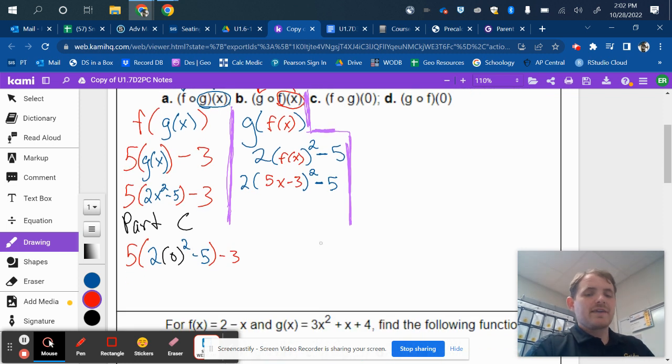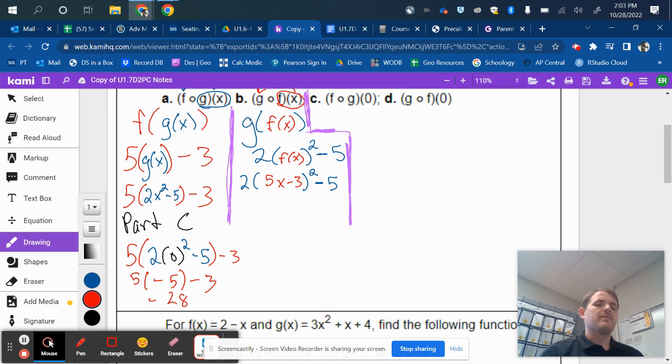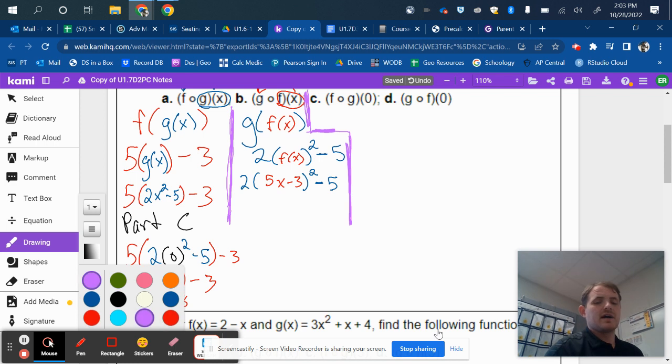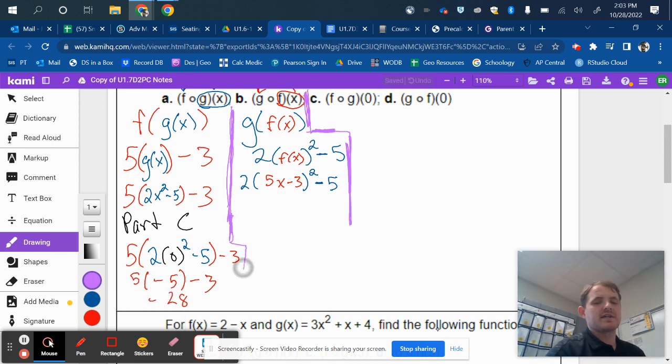So again, from here we just kind of do PEMDAS. So 0 squared is 0 times 2. Is that still 0? Minus 5. So we have a minus 5 inside the parentheses. Again, there's not a perfect way to show all that work. Okay. So that should be a negative 25 for multiplication. Negative 25 minus 3 should be a negative 28. Okay. Again, this is new for a lot of us, so I'm not expecting us to be great at this yet. I'm just trying to expose you to it today for the first time.